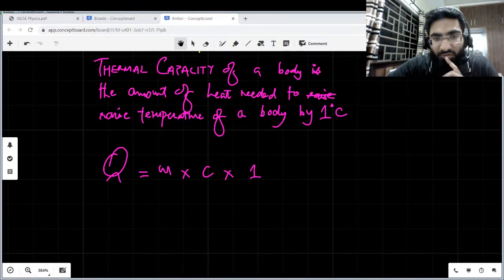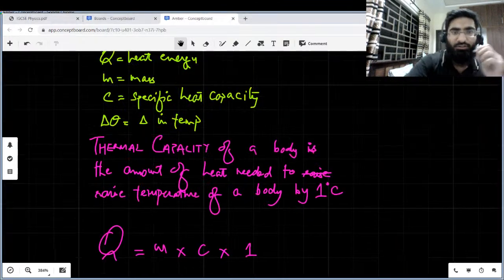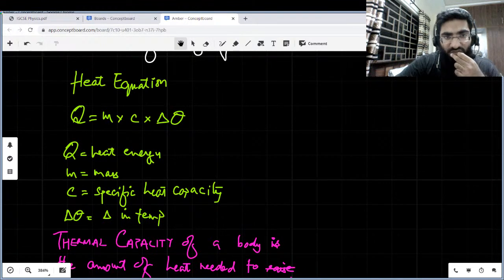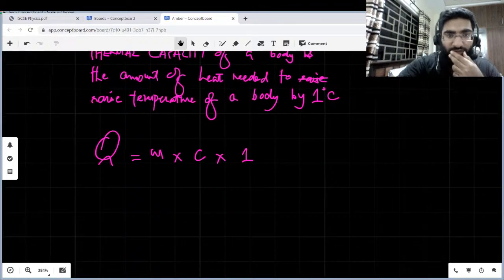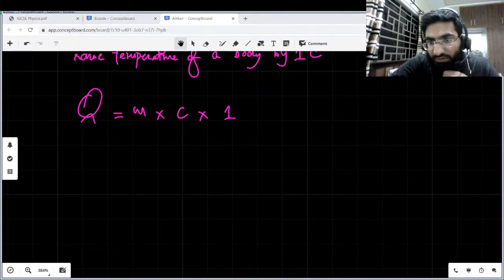Okay, what would be the unit? Energy is given in joules. So for specific heat capacity, if I rearrange this equation, c will be equal to Q divided by m divided by delta theta. So it will be joules per kilogram per degree centigrade. For specific heat capacity, the unit would be joules per kilogram per degree centigrade. Okay, anything else?